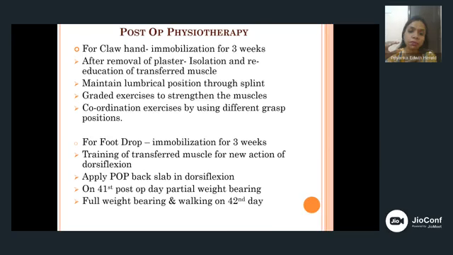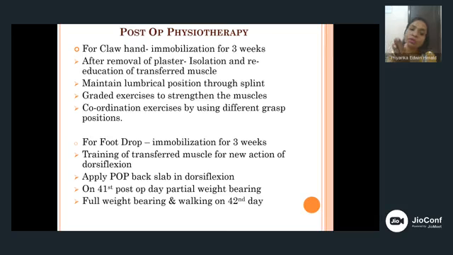After removal of the plaster, we give isolation and re-education of the transferred muscle. We maintain this lumbrical position through splinting, because the plaster has been removed, so we give splints. We give simple graded strengthening exercises and coordination exercises for different grasp positions. Because if we suddenly extend the MCP joint, the whole reconstructive surgery will fail. So we do it gently through the first, second, third, and fourth week after removal of the plaster.